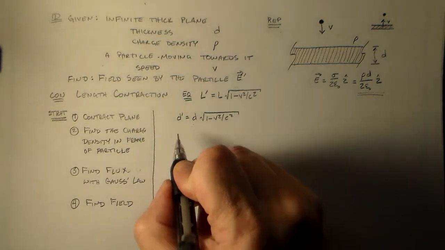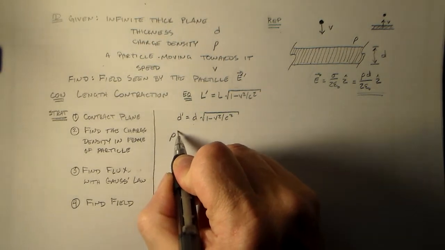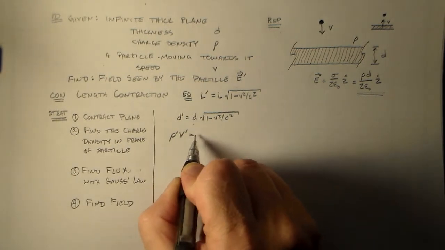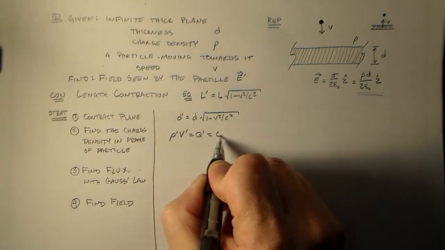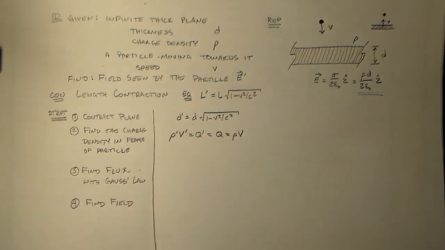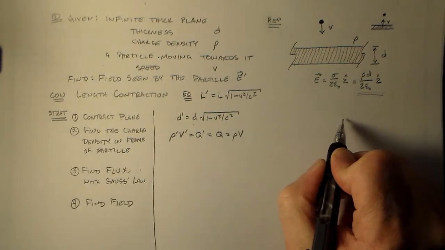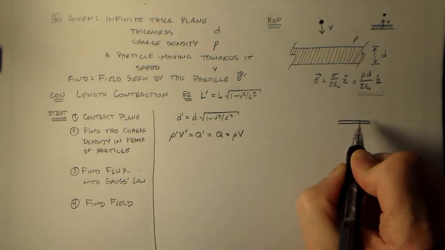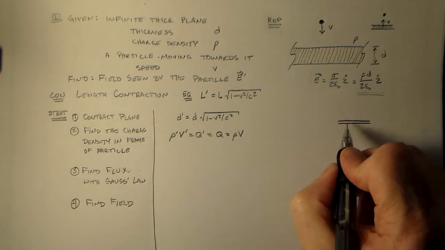Now we want to find that new charge density. So we say, okay, we have rho prime v prime equal to q prime, and q prime is equal to q, which is equal to rho v. So that's all fine, right? So let's take a look at this really closely and see what we think is going on here.